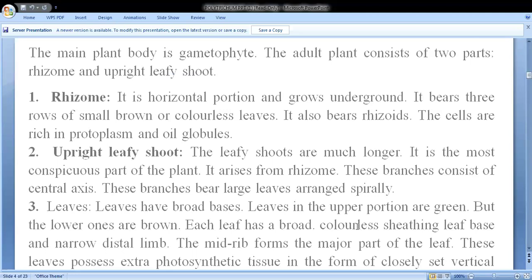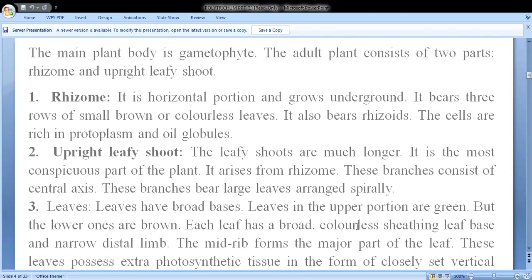Okay. So that is the upright leafy shoot. The leafy shoots are much longer. It is the most conspicuous part of the plant. It arises from the rhizome. These branches consist of a central axis. These branches bear large leaves arranged spirally.